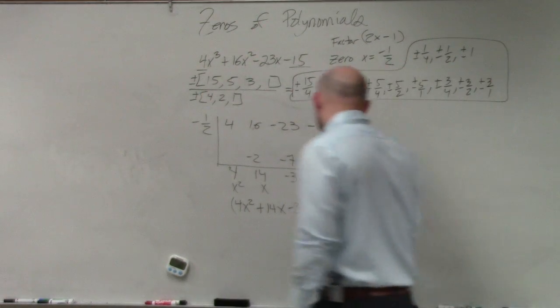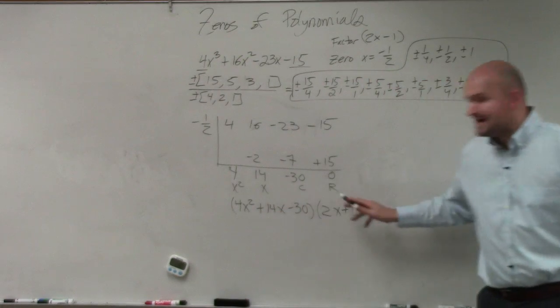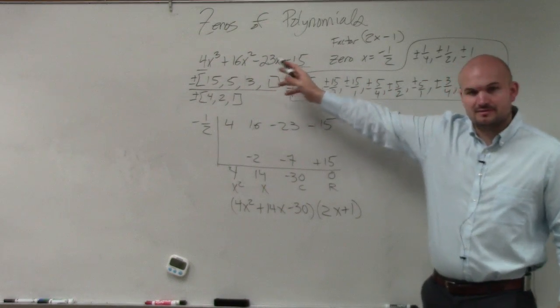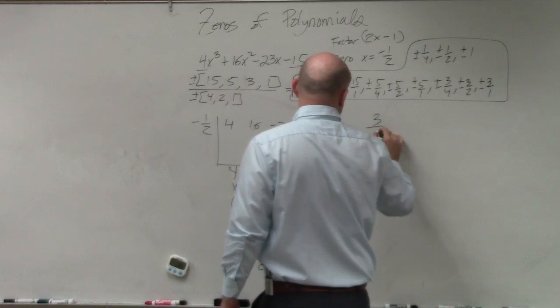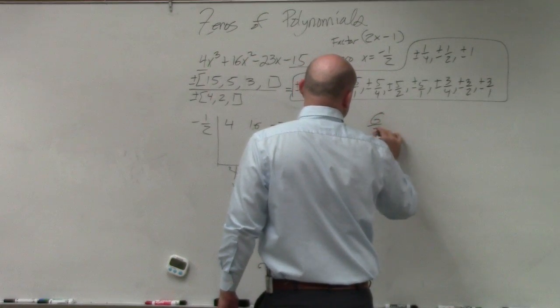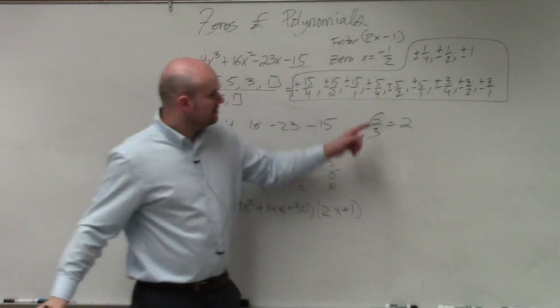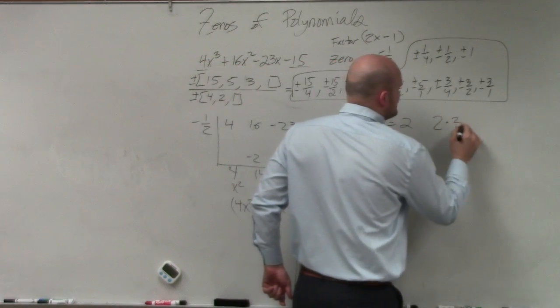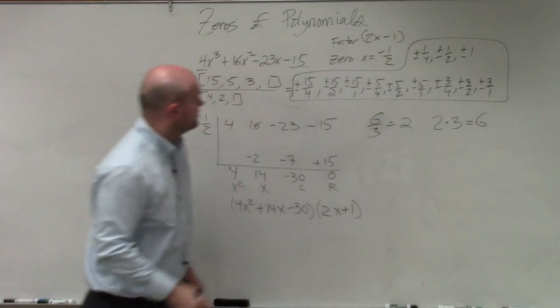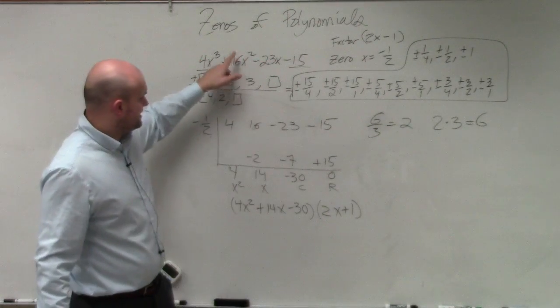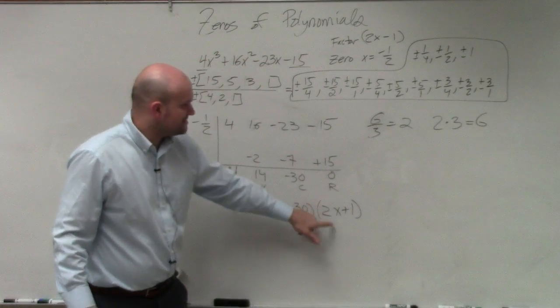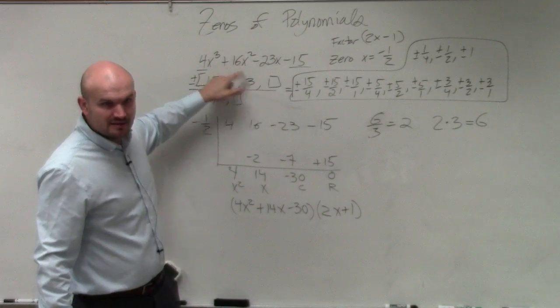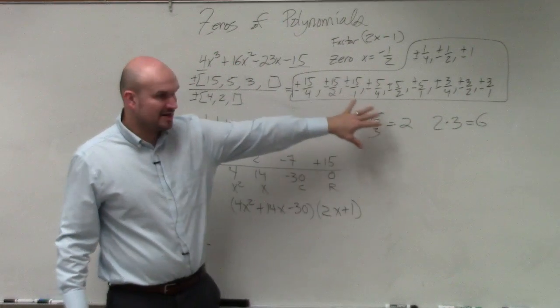plus 1. This times this gives you that. 6 over 3 equals 2. 6 divided by 3 gives you 2. 2 times 3 gives you 6. This divides into this, gives you that. This times this gives you that, right? I'm just comparing polynomials with numbers.